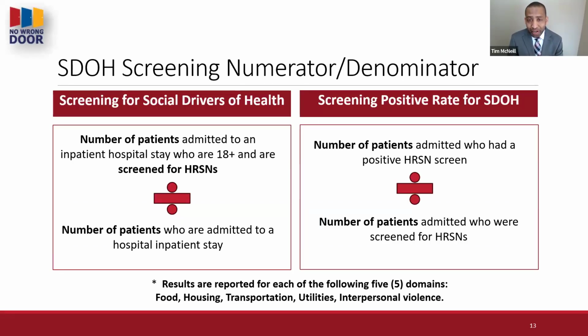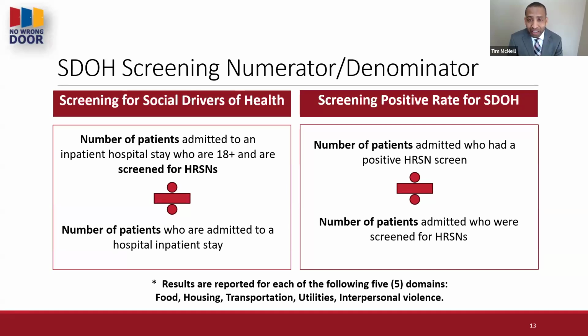So the actual numerator and denominator for the required reporting. If we start on the left part of the screen, there's the screening for social drivers of health, or SDOH, which is the number of patients admitted in the numerator that are 18 and over on the date of admission, that are screened for health-related social needs. So this is a global requirement with an expectation that we're screening everyone that hits the door that's 18 and over on the day of admission. And so the numerator is the number of people screened compared to the number of people admitted.